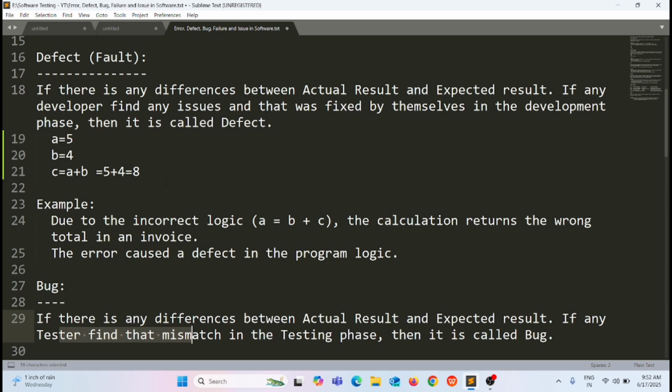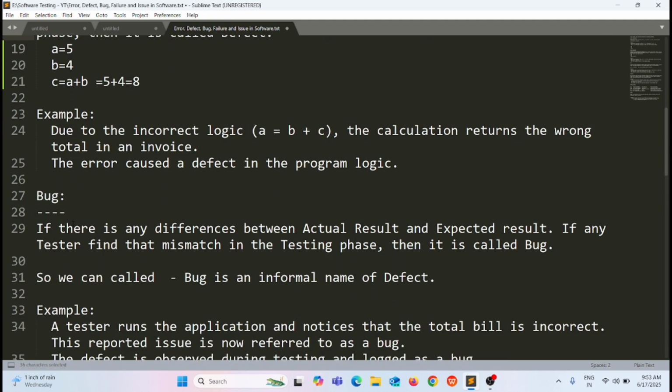So the first line of the definitions is the same. There should be a difference between expected results and actual results. But when the developer gets that issue, it is called a defect. So D for developer, D for defect. And for a bug, if that mismatch is found by the tester in the testing phase, then it is called a bug. Okay, so now we are very clear about the difference between defect and bug.